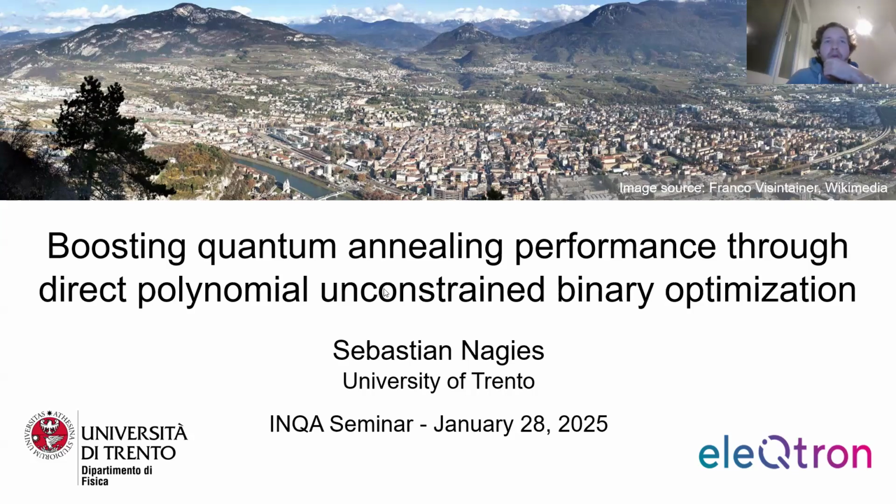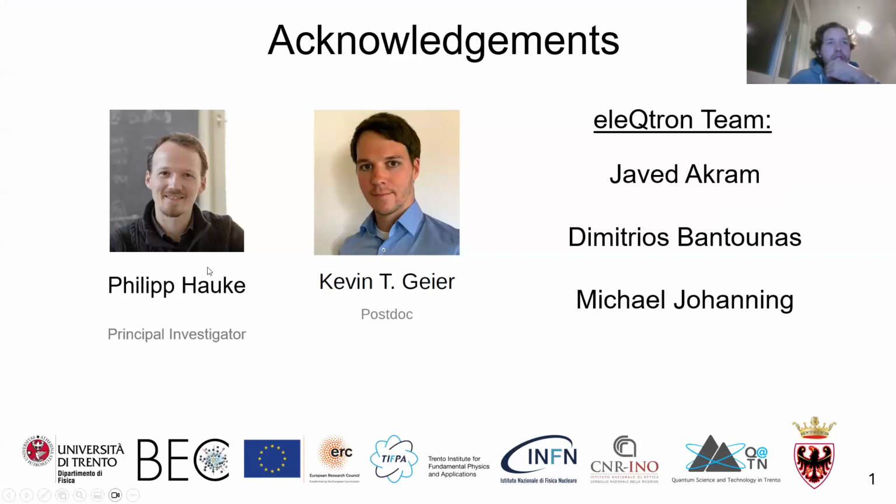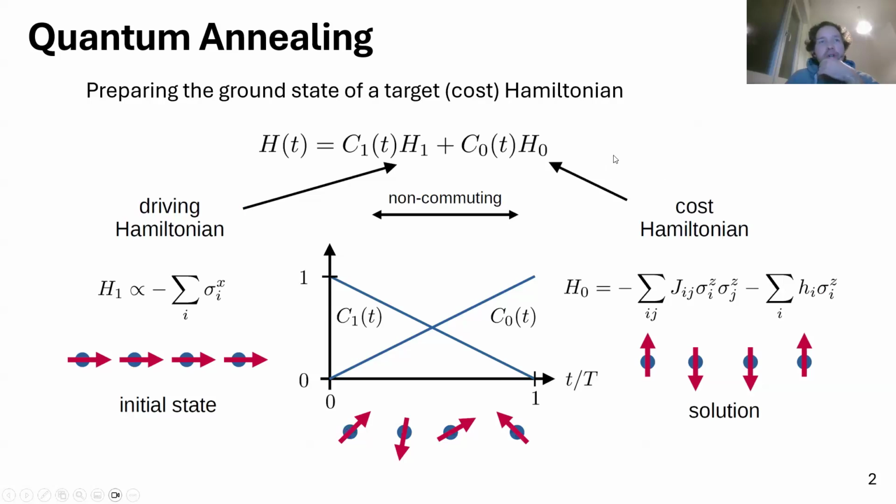Yeah, thank you very much, and thank you for the invitation to speak here. I'm talking about this work which we put on the arXiv last month, and it came from a collaboration of our university and our group and Eleqtron, which is a German startup building a trapped ion quantum computer. I'm a PhD student in the group of Philipp Hauke. The main part of the work was done together with Kevin Geyer, who was a postdoc in our group but is now in Abu Dhabi. From the Eleqtron team, three people contributed: Javid Akram, Dimitrios Bantanos, and Michael Johanning.